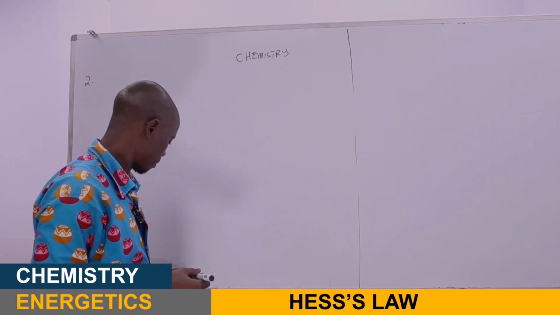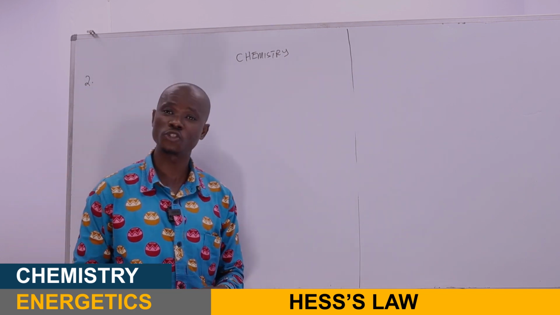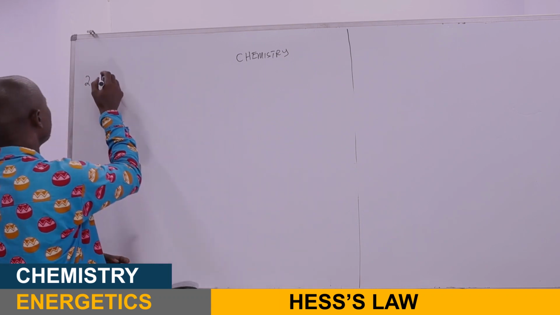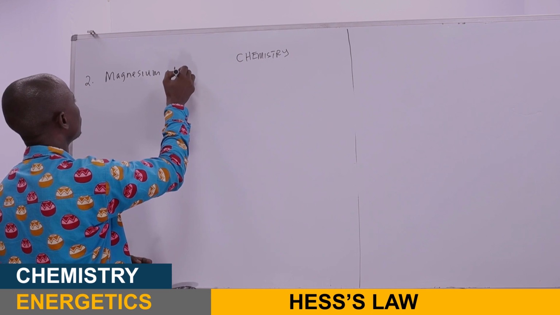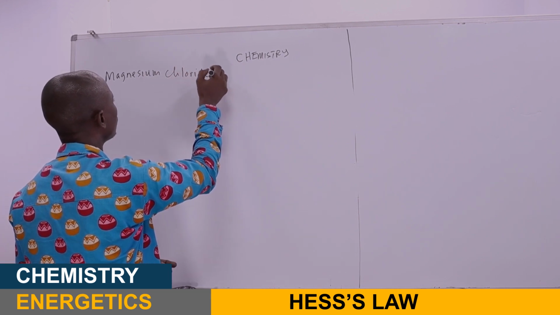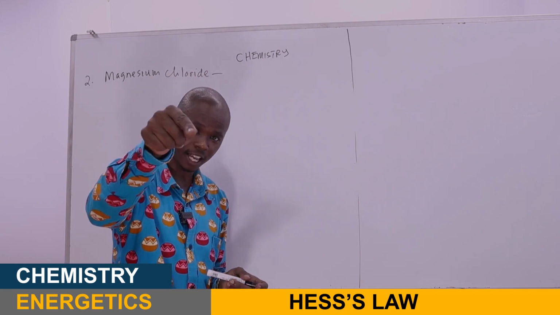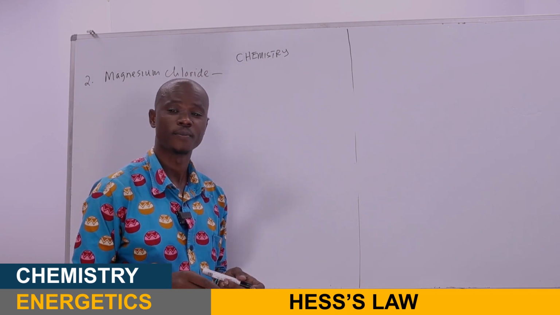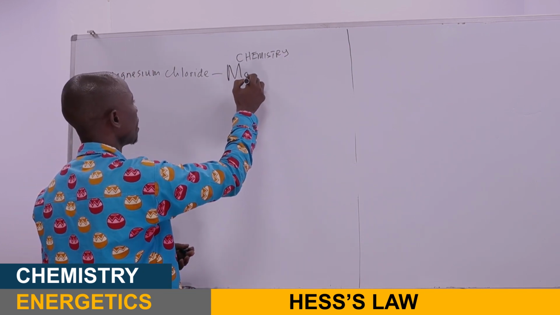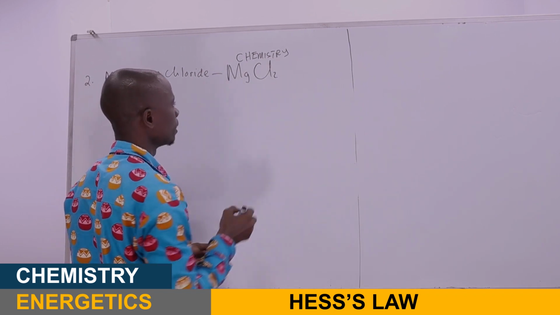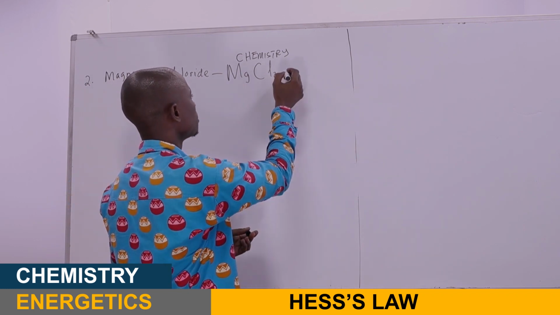First, we have to write the formula of the compound. The compound is magnesium chloride. How do you write the formula of magnesium chloride, my dear students? I'm sure you have written it. Now, let's write together here. This is magnesium chloride. This is an ionic solid.